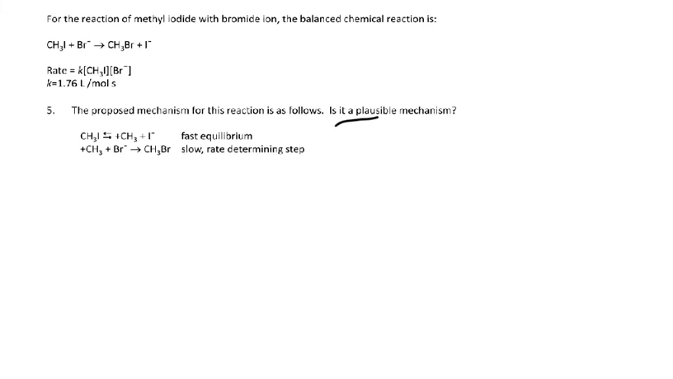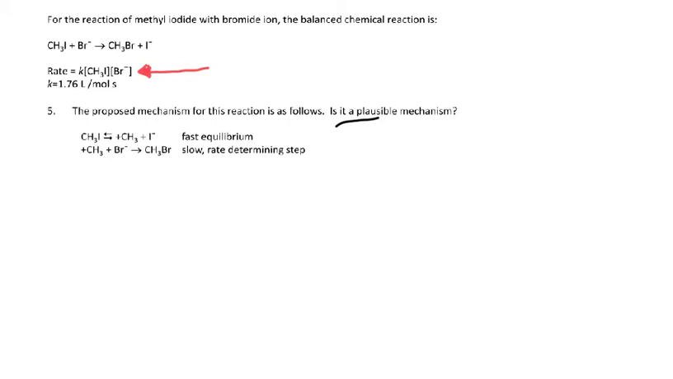Alright, last but certainly not least is the stuff that's a little bit tricky. We're looking for, is it a plausible reaction? So we have a 2-step proposed mechanism. We know what the observed experimental rate is equal to. The experimental rate law is methyl iodide to the first power, bromide ion to the first power. So we need to figure out if this proposed mechanism is consistent with all of this data.